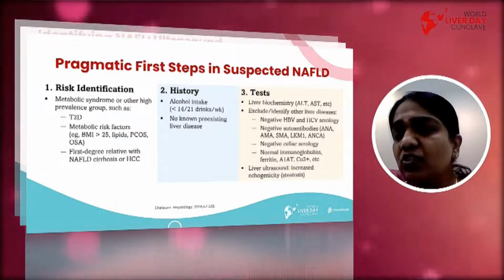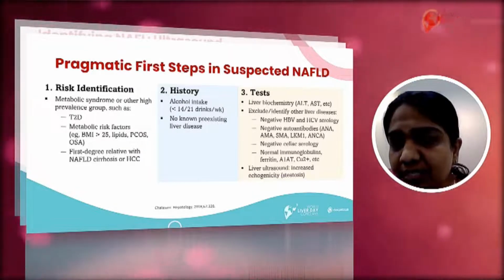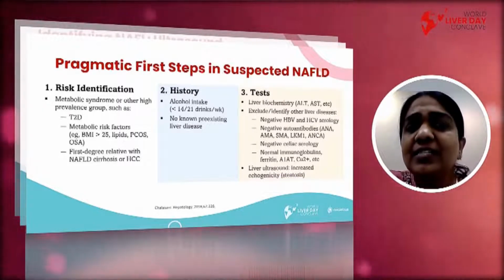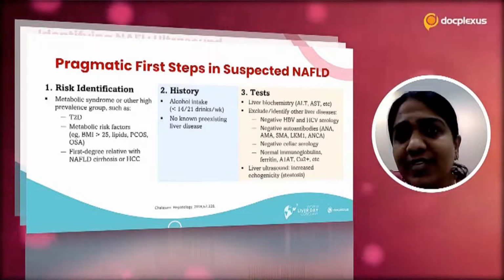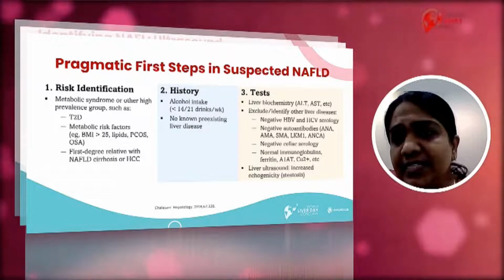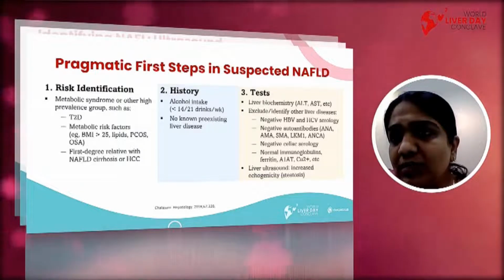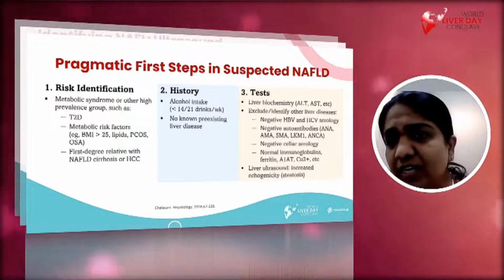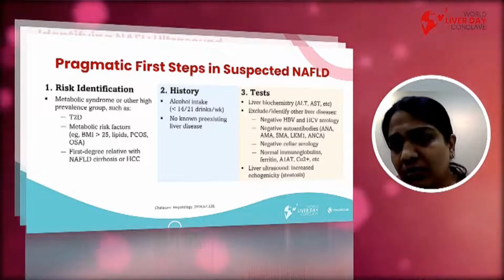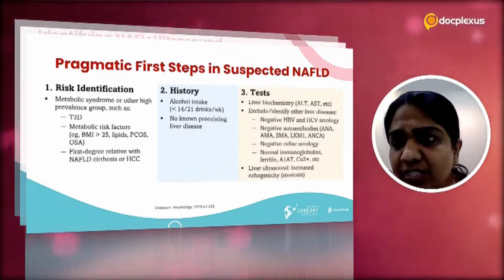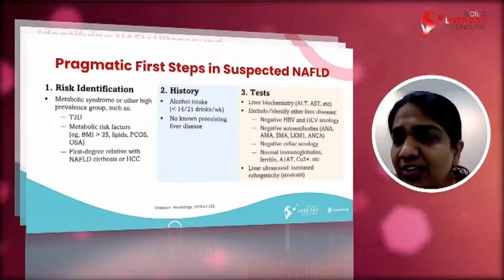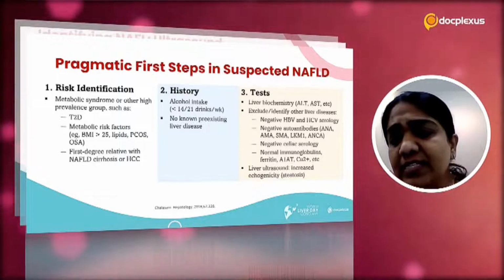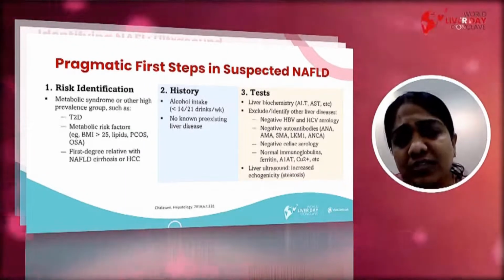Somebody who does not give any history of pre-existing liver disease and who takes alcohol in moderation, but is suspected to have some liver disease, we should always think of NAFLD. In the tests, the liver biochemistry shows some derangement. We have to exclude hepatitis B and C serology and all the autoimmune parameters. The patient is negative for celiac serology. The immunoglobulins, ferritin, and ceruloplasmin are normal, and the ultrasound says that there is increased echogenicity, which is suggestive of steatosis.